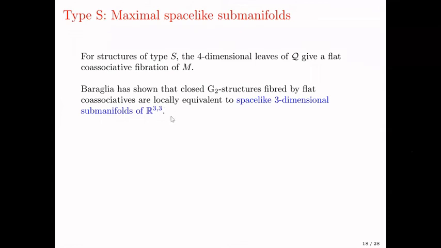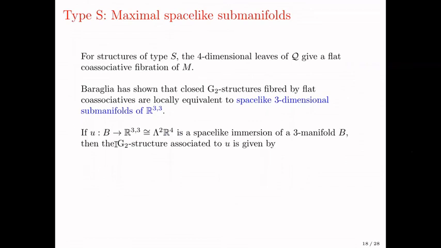And he shows very interestingly that they're locally equivalent to space-like three-dimensional submanifolds of this pseudo-Euclidean space. So space-like just means that if I take my three-dimensional submanifold and restrict the pseudo-Euclidean metric of signature 3,3 on this space, then I get an actual Riemannian structure on my three-dimensional submanifold. The construction goes like this. If I have my space-like immersion of a three-manifold into this space, I can think of this space as lambda 2 of R^4 plus with the intersection product. It's kind of the wedge product, inner product.